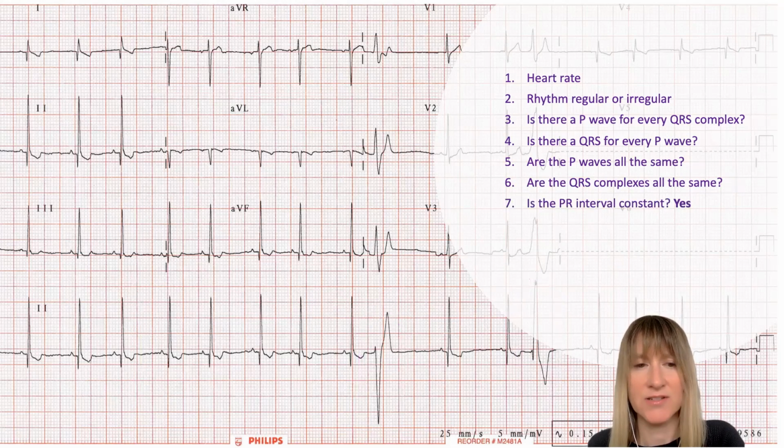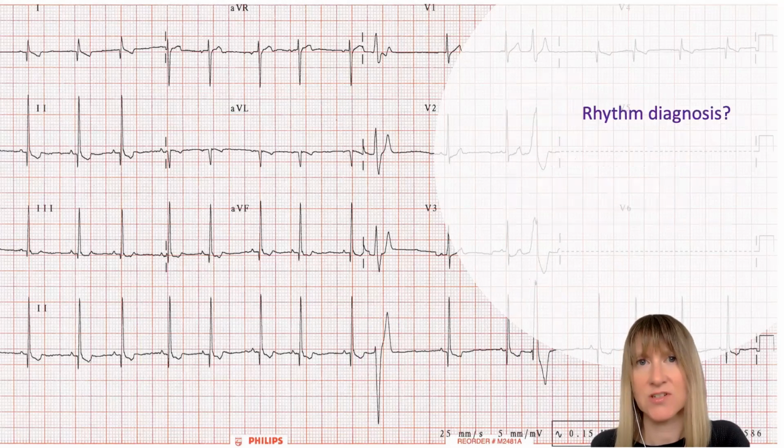Is the PR interval constant? I think it is for the heartbeats that have P and QRS that follow within reason. And are the P waves positive in lead 2? Yes, they are. So now we need to take the responses to all those questions and parse it out into a rhythm diagnosis or rhythm diagnoses.